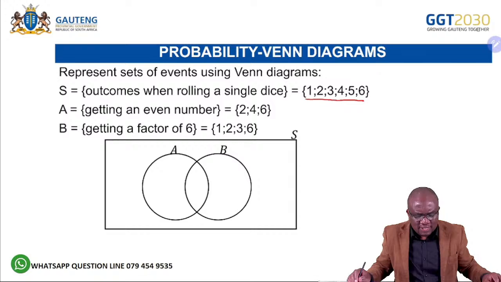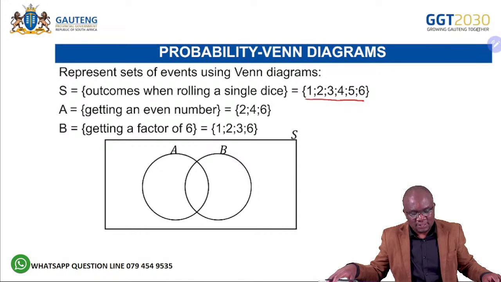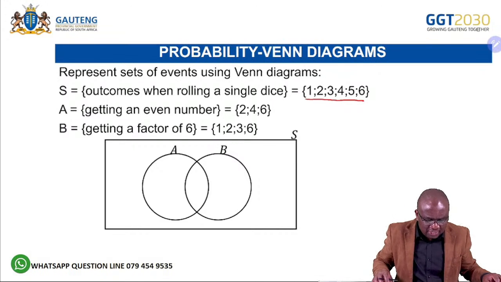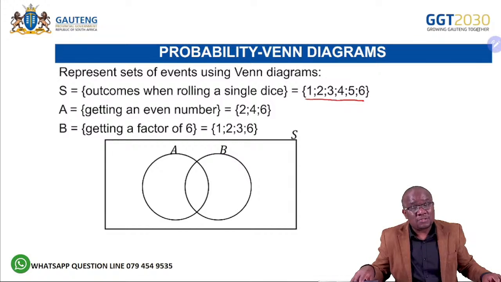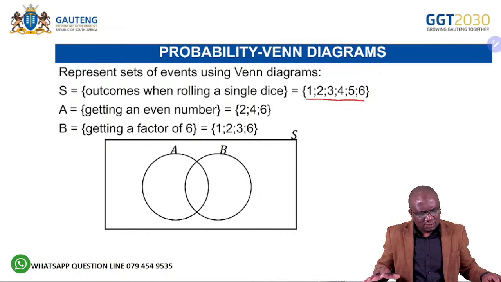Event A is getting an even number. An even number is a number that is divisible by 2. And B is getting a factor of 6. Do we know the factors of 6? It's 1, 2, 3, 6. Right. Now, let's look at these two events.